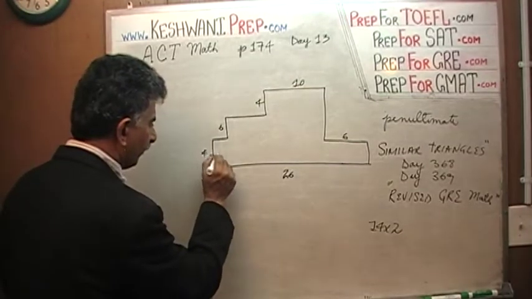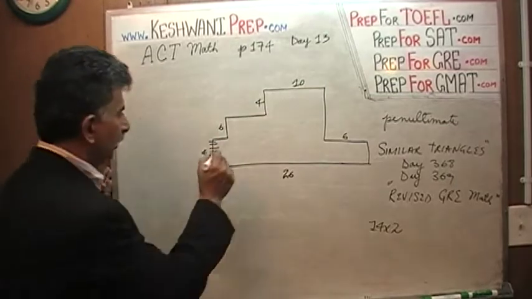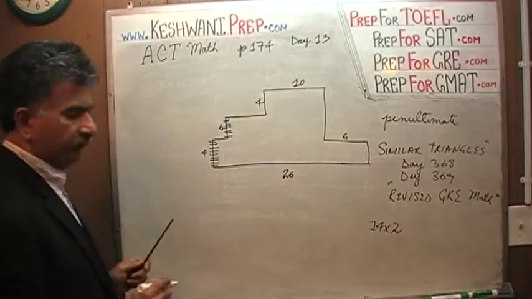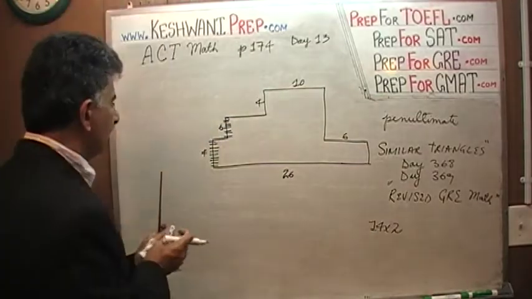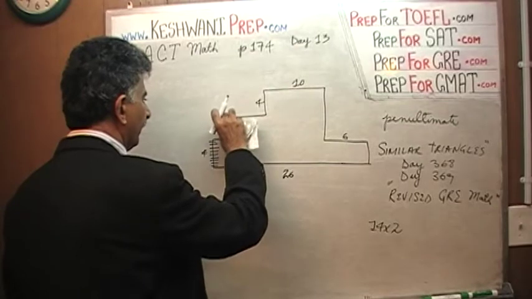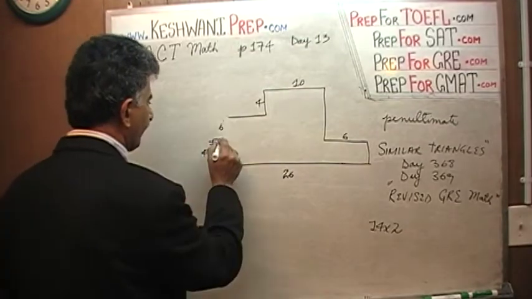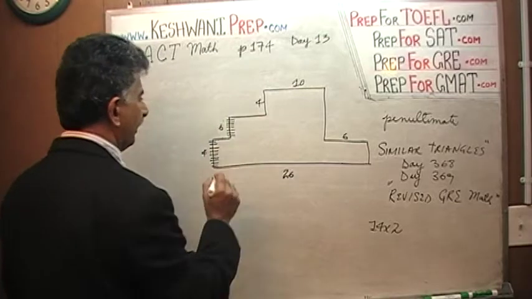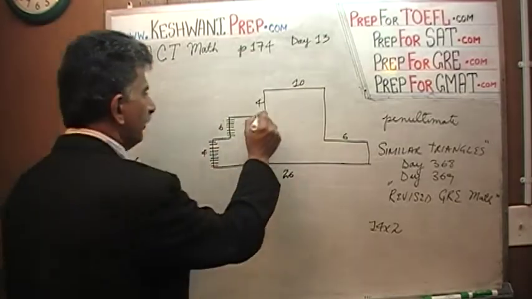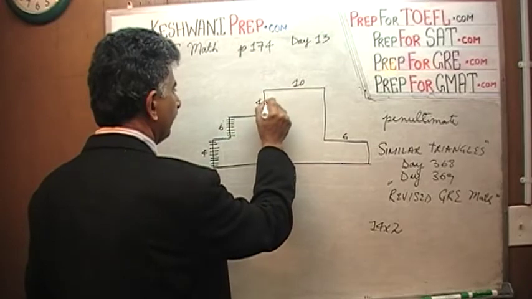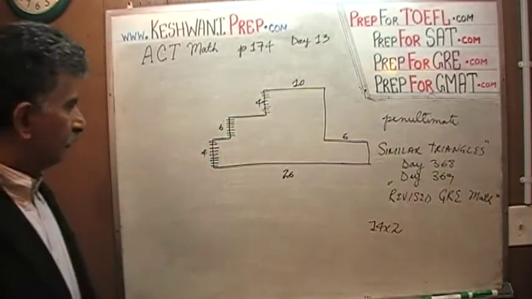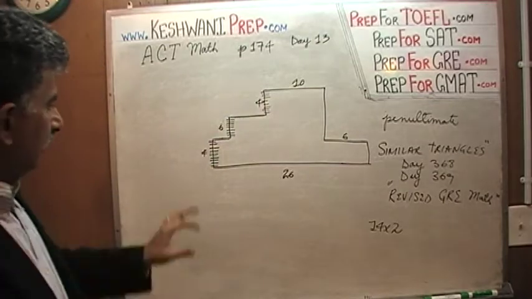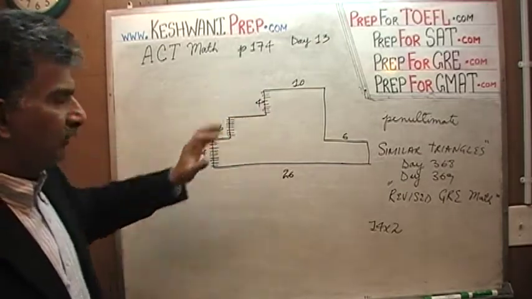This length is 4. From here to here we are told is 6. From here to here we are told is 6. I could not be a little bit neater, I made a mess of it. This part we are told is 6. Similarly, this part is 4. So if you add up this part plus that part, that's 14. 4 plus 6 is 10, 10 plus 4 is 14.